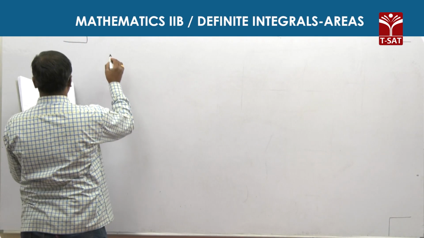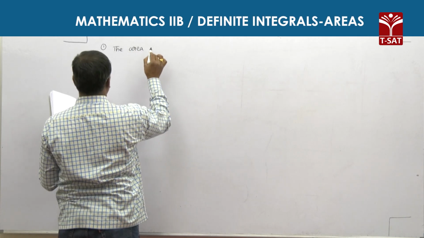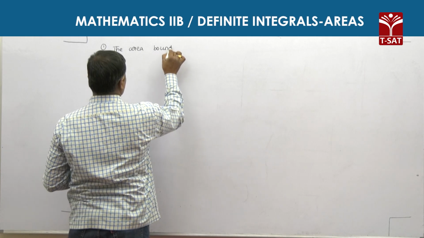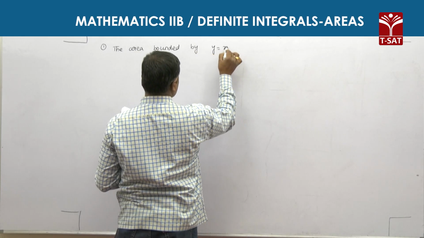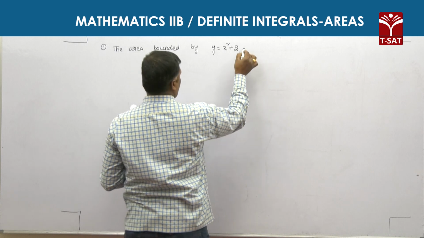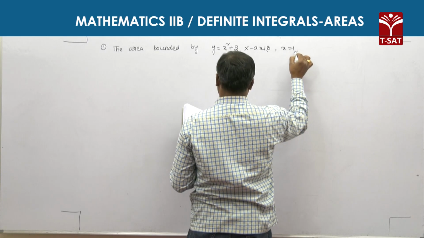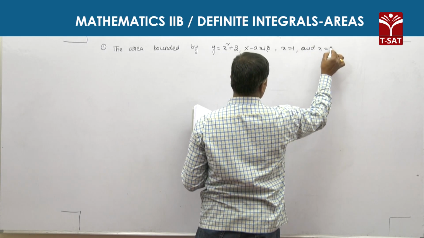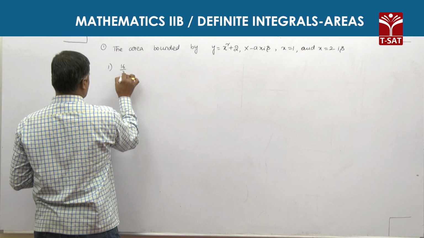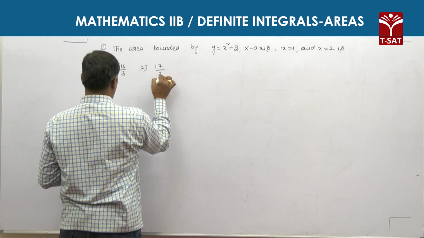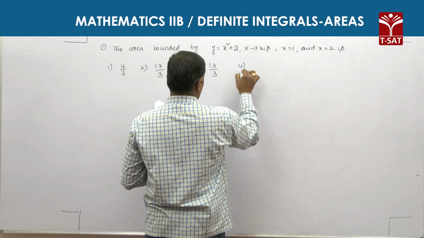The area question: the area bounded by y is equal to x square plus 2, the x-axis, x is equal to 1 and x is equal to 2 is. First option 16/3, 17/3, 13/3, 20/3.